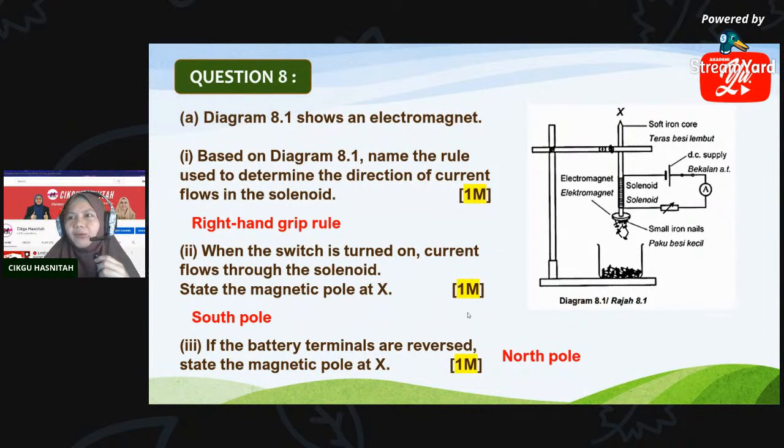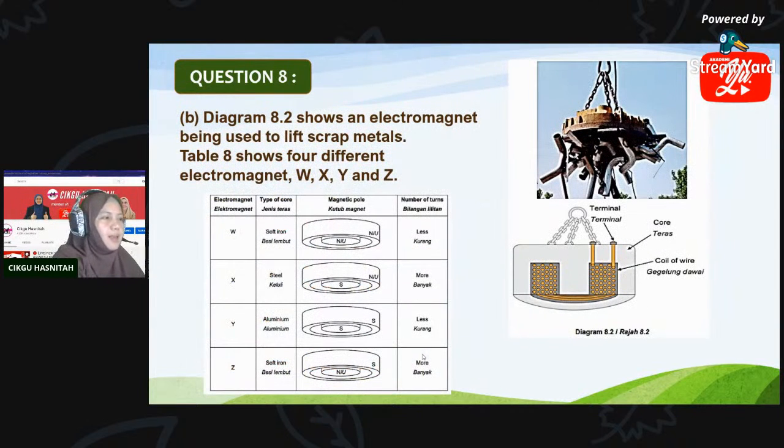Yes, it is the right hand grip rule. Number 2, X is south pole. And number 3, when we reverse the terminals of the battery, X will become north pole. Okay, next. Part B.